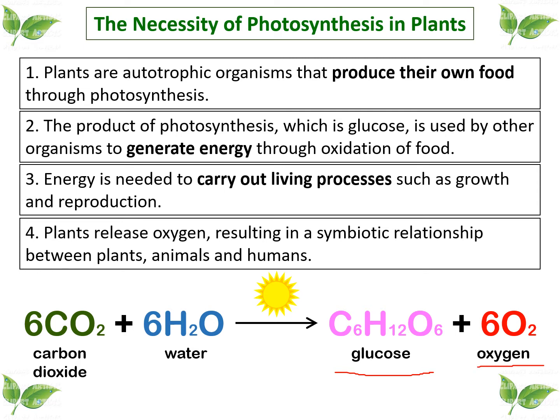So what is the byproduct of the process of cellular respiration in human and animals? The answer is carbon dioxide. So carbon dioxide is needed in the process of photosynthesis in plant. So that's what is meant by symbiotic relationship between plant, animal, and humans. Both are dependent on each other in this relationship.